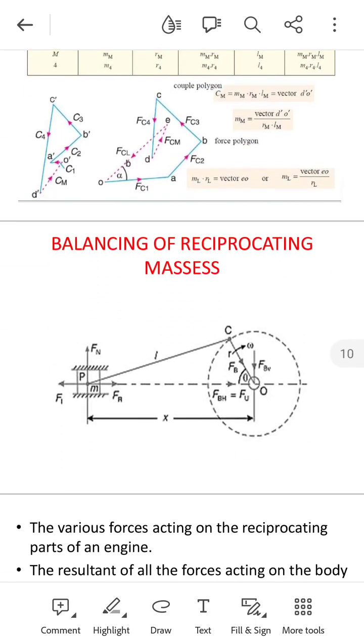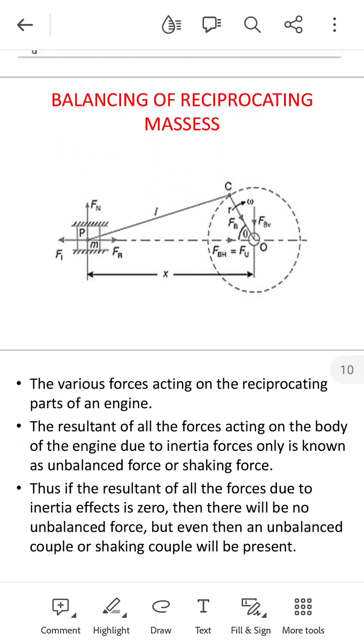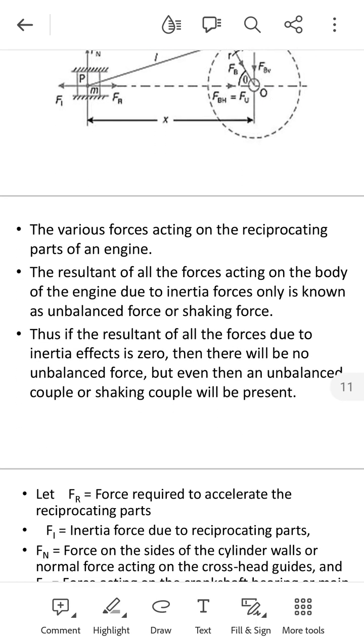The next topic, balancing of reciprocating masses. The figure shows the various forces acting on the reciprocating parts of an engine. The resultant of all the forces acting on the body of the engine due to inertia force only is known as the unbalanced force or shaking force. Thus, if the resultant of all the forces due to inertia effect is zero, there will be no unbalanced force, but even then the unbalanced couple or shaking couple will be present.